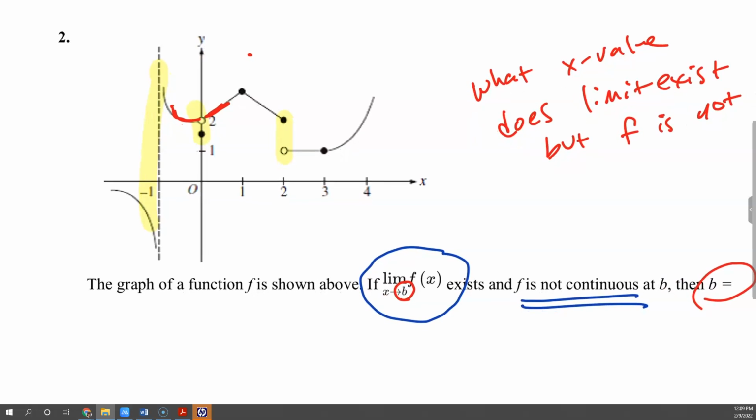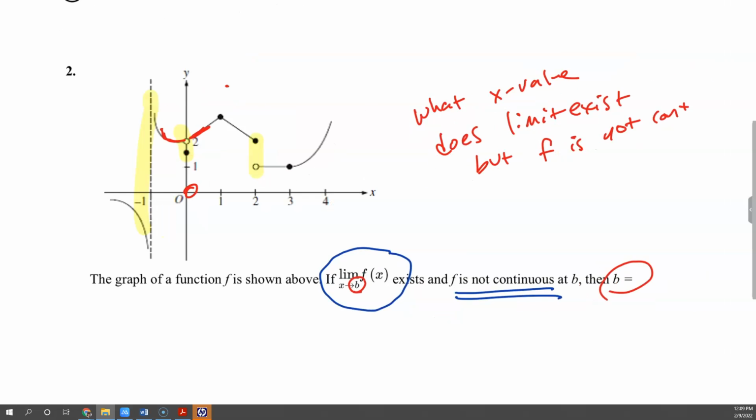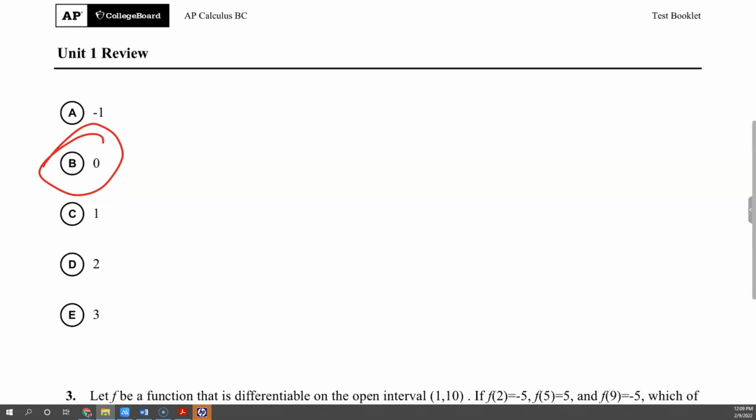Yeah, no, because it says what x value, so then you have to do 0, right? It didn't say what is the limit. It just said what x value. This could be a 2, okay? X value of 0.